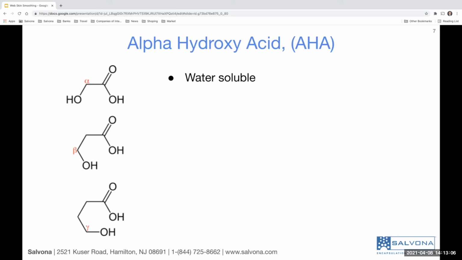What do we know about alpha? They are water soluble. So what does it mean? Is it good or bad? So water soluble means that it's very easy to incorporate them in the formula. However, they will not penetrate the skin. So these are good for surface exfoliation. Most of the alpha are naturally occurring, which is pretty good.